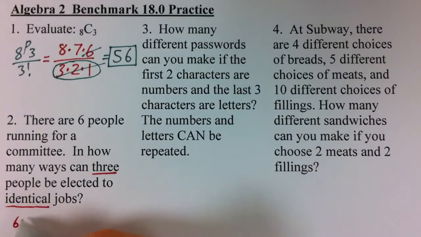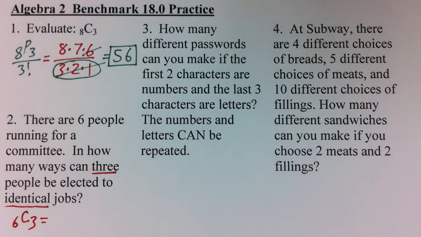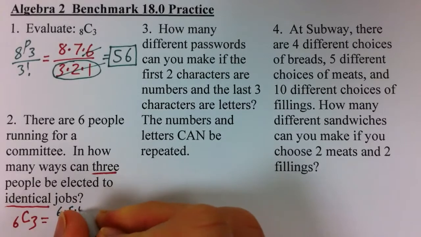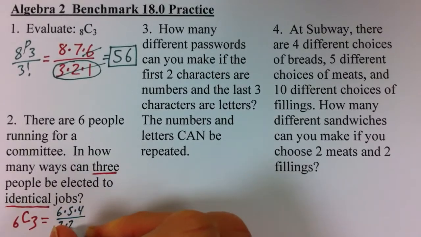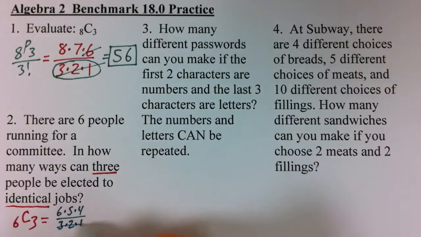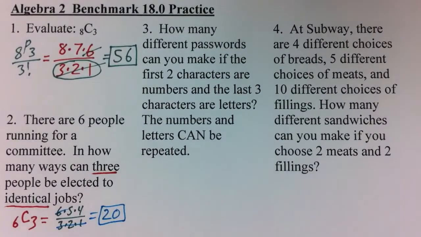So it would be 6C3. So we start with 6, choosing 3 from that. And when you calculate 6C3, that again is going to be 6 times 5 times 4 over 3 times 2 times 1, which is going to cancel with the 6, leaving you 20. So there'd be 20 ways.